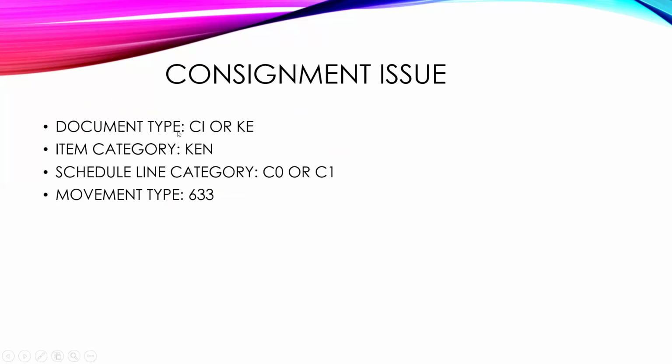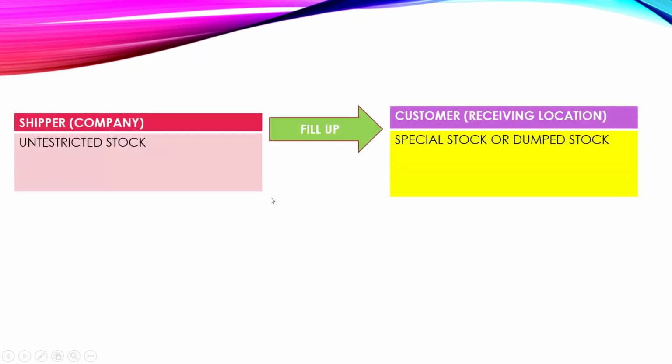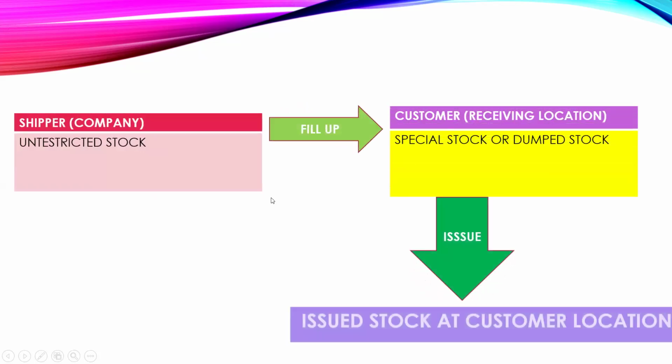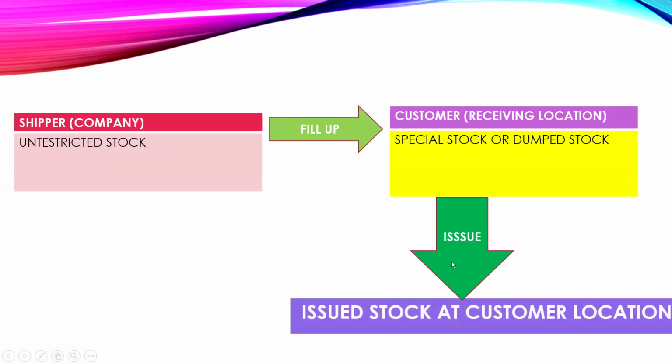Consignment issue uses the document type CI or KE, the item category KEN, the schedule line category C0 or C1, and 633 is the movement type. Practically, once the stock is filled at the customer, the stock will be issued. That means out of 1,000 tires, we're going to utilize 100 tires as per our Excel practical. Let's check the Excel example.